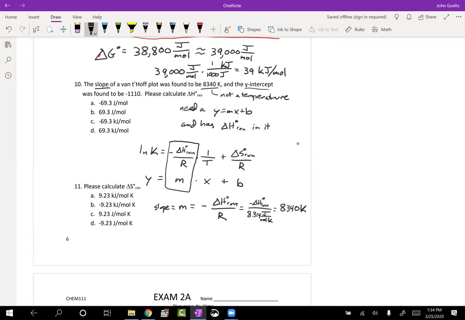I'm going to multiply both sides by negative 8.314. So I'm doing two things at once. I'm moving the negative sign and I'm moving this to get delta H by itself. So I get delta H for the reaction equals the number I had for the slope times negative 8.314 joules per mole Kelvin. Get out my red pen, cancel my units, get out my regular pen, and do this math. And I get negative six, how many sig figs? Three sig figs.